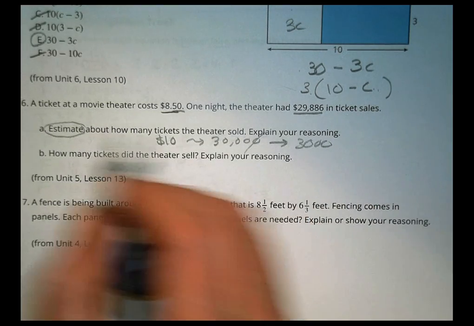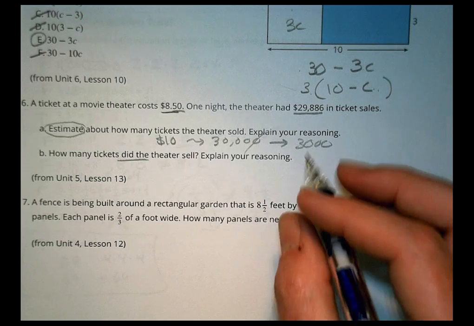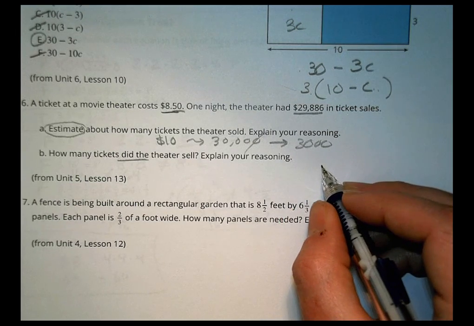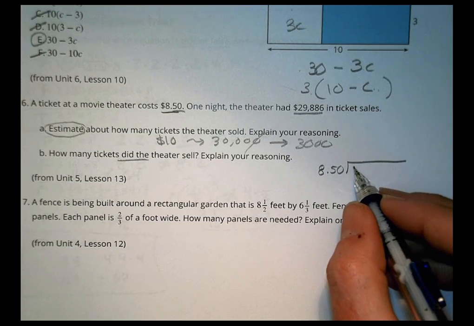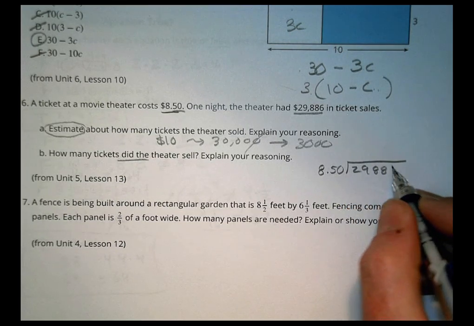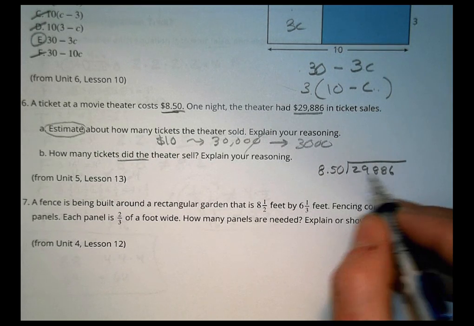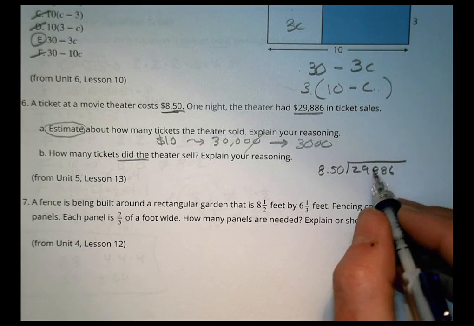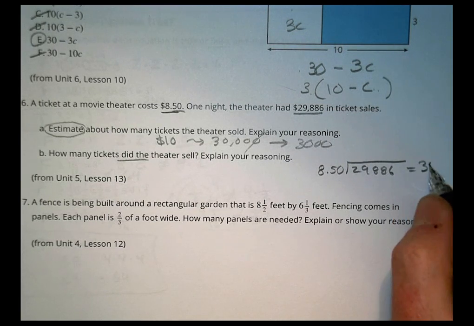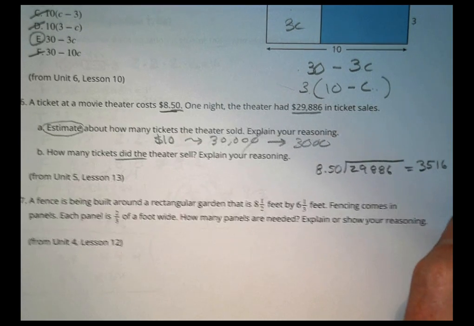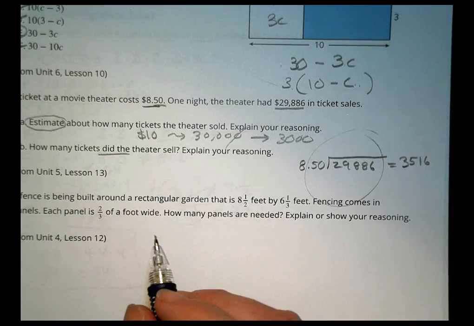Again, it's an estimate. How many tickets did they actually sell? Now we have to figure that out. Well, to figure it out, we have to look at the price, $8.50, and $29,886, and now we have to do some math. So $29,886 divided by 850 is actually going to work out to 3,516. I'm going to write my answer right there. You should show some work to get credit. So be ready if you don't.